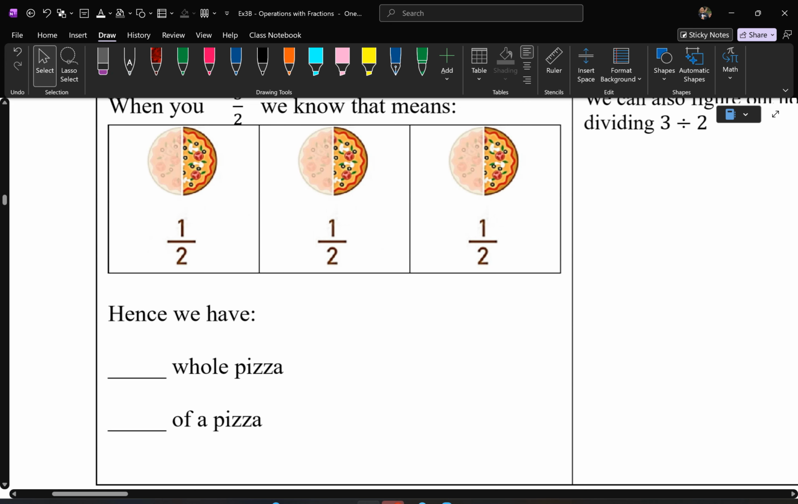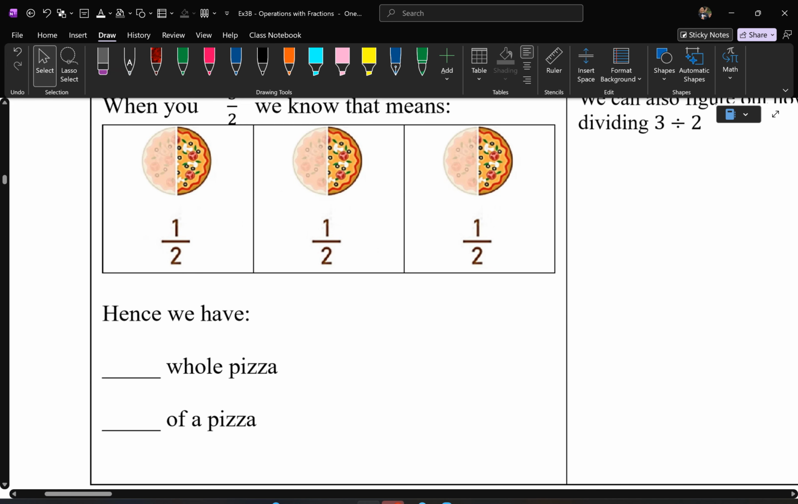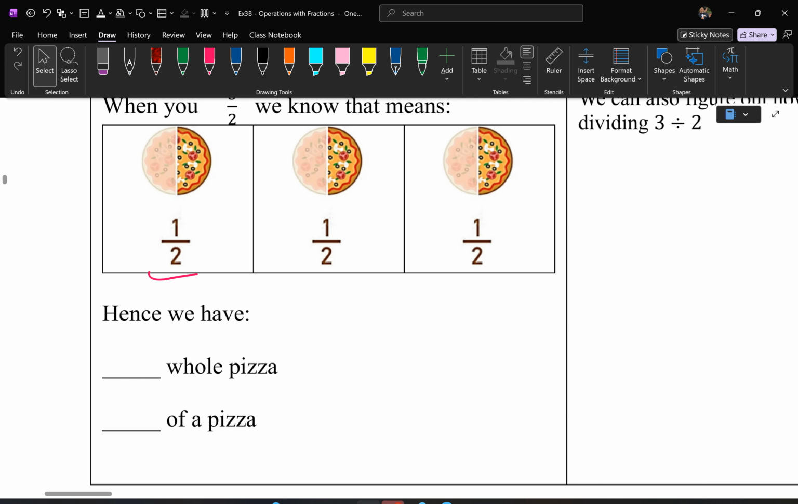So what you realize is that these 2 together, 1 out of 2 and 1 out of 2, will make one nice whole pizza. So you get one whole pizza. 2 halves make one whole. And you still have that remainder left over, which is 1 over 2. So here we say 1 whole pizza and half of a pizza left over.